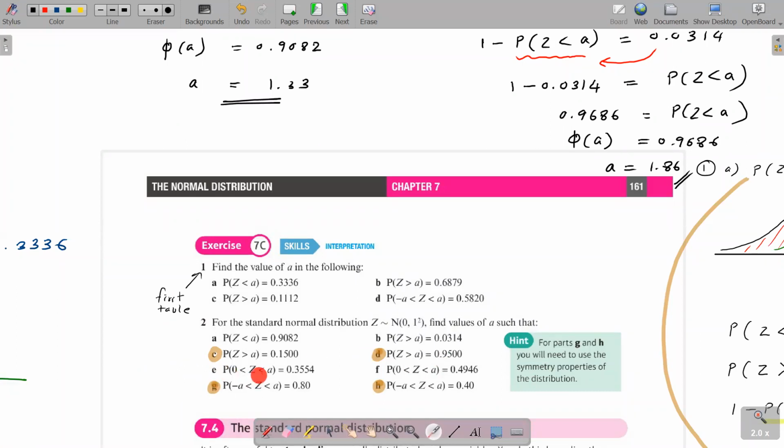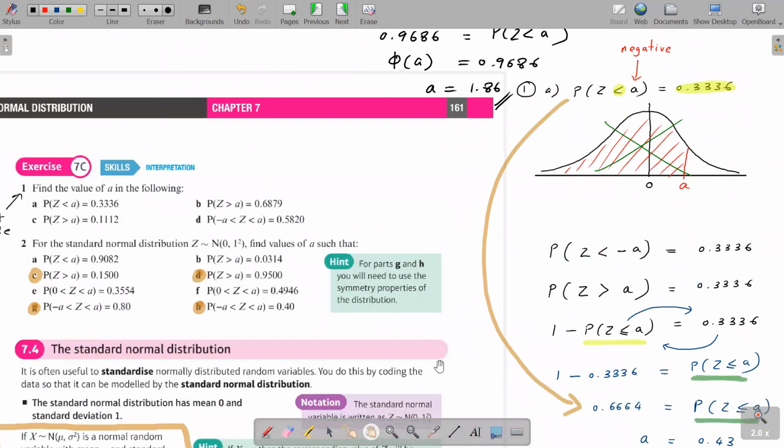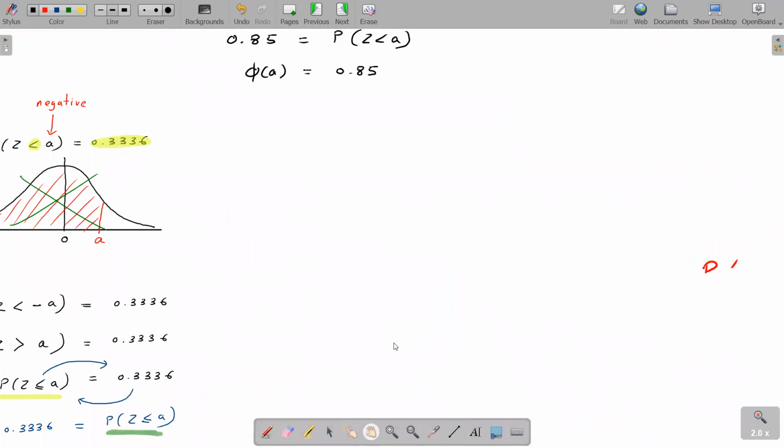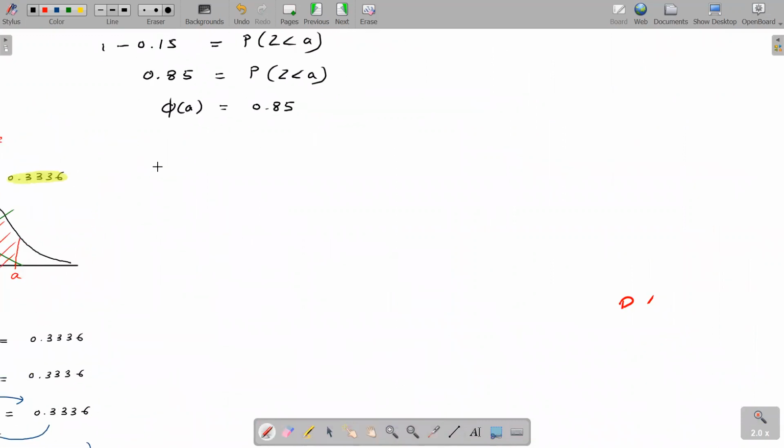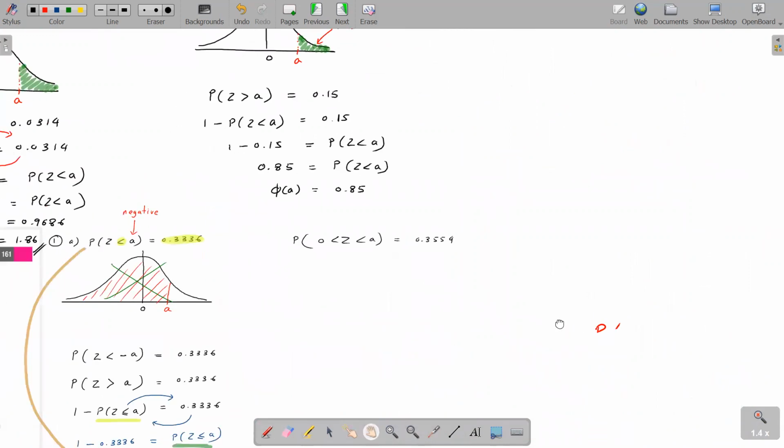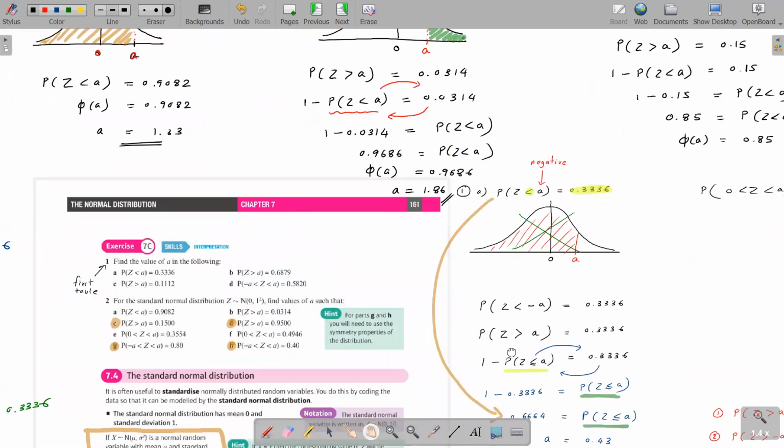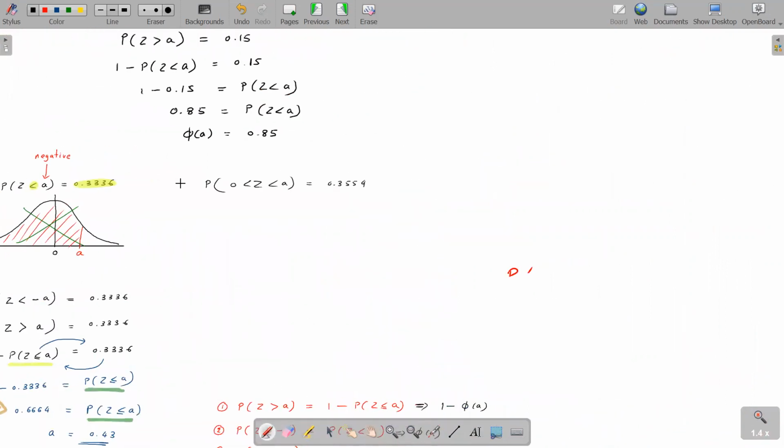Let's move on to part E. Probability Z between 0 and A is 0.3554. Let's do that. Probability Z between 0 and A is 0.3554. That's part E.